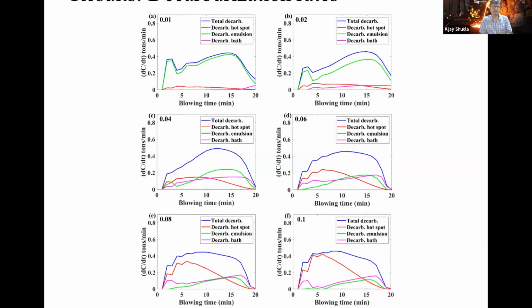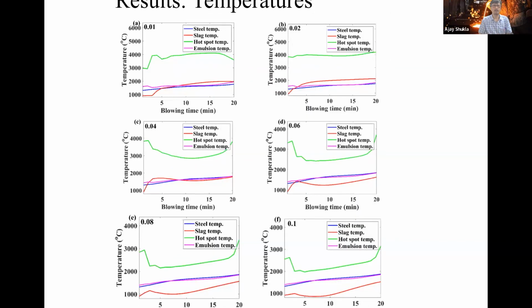What we have predicted is the decarbonization rate as a function of blowing time for various values of the alpha parameter. That is, the kinetic parameter for the fraction of metal that is going from the bulk of the metal to the hot spot zone. And then the temperatures of steel, slag, hot spot and emulsions have been estimated.